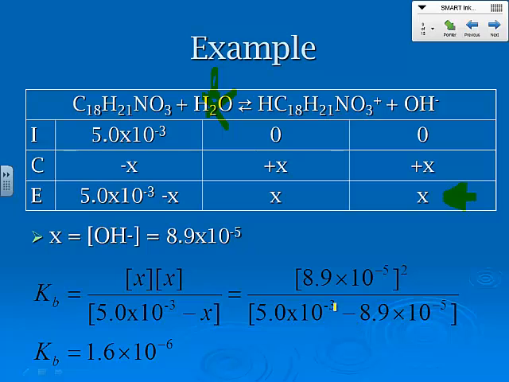So we're going to go ahead and plug it in, because you'll notice, I don't know if you just heard the bell there, these aren't that far off, but the only time you can get rid of the x is when we're trying to solve for it. So our final answer should be 1.6 times 10 to the negative 6. Remember, capital K, no units.